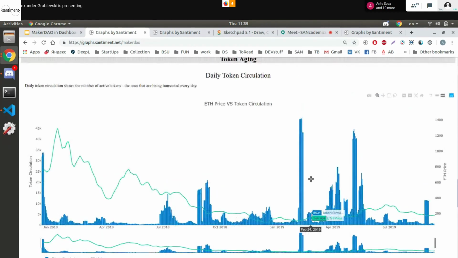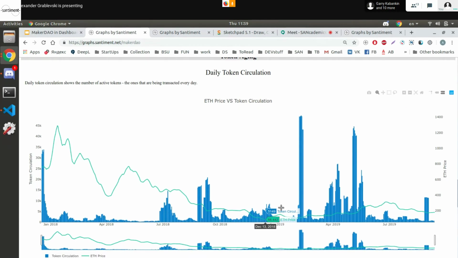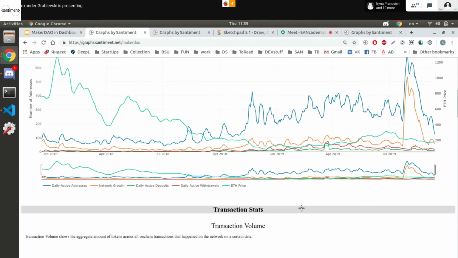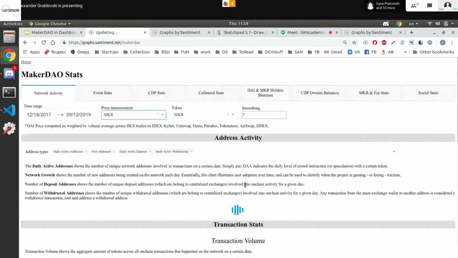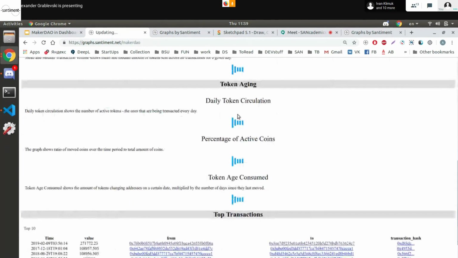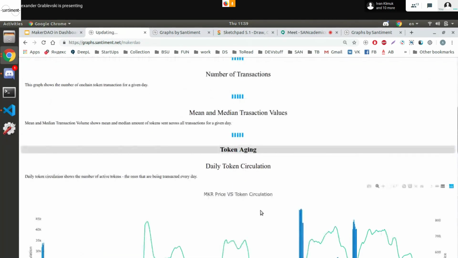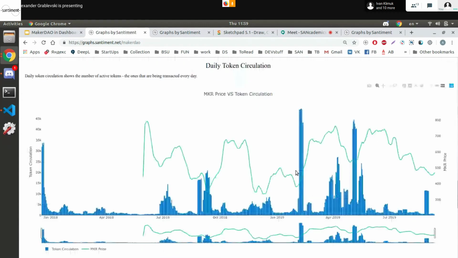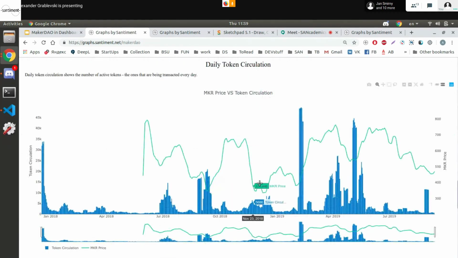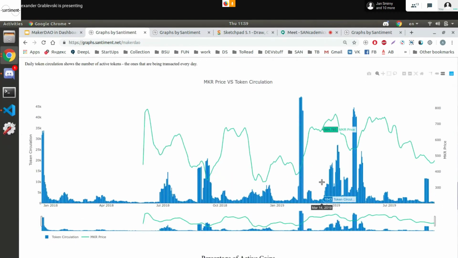Daily token circulation, that's basically the amount of tokens that are active in the blockchain for a given day. So you see that's also some funny pictures here, and you can, for example, take Maker price to compare price of Maker token with its token circulation stats.